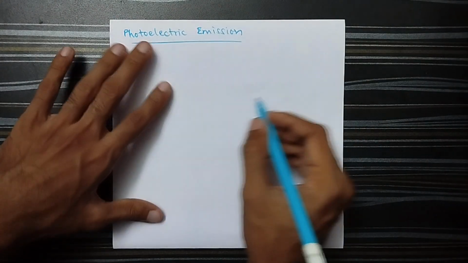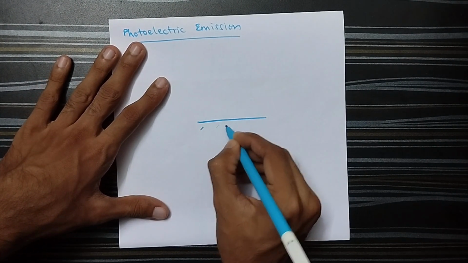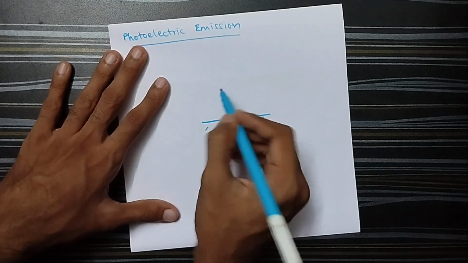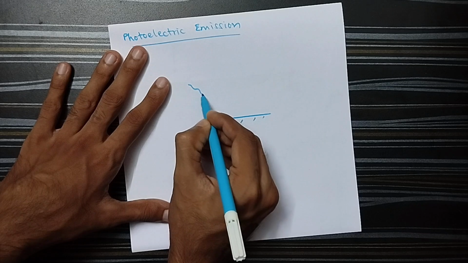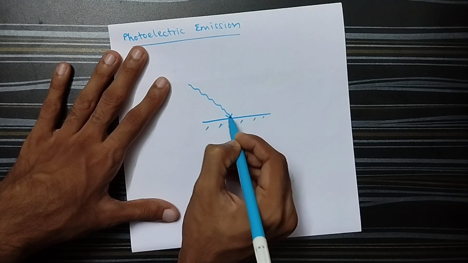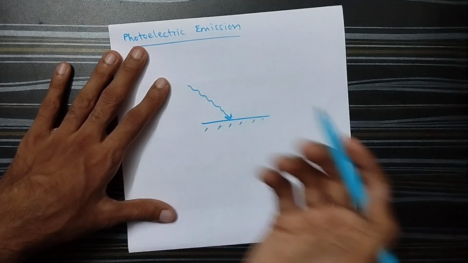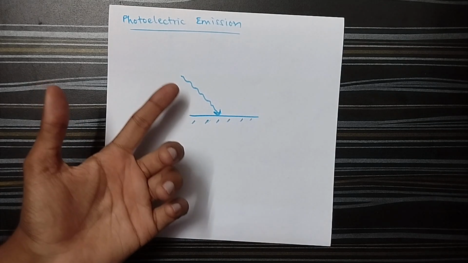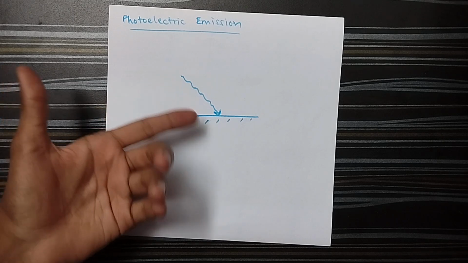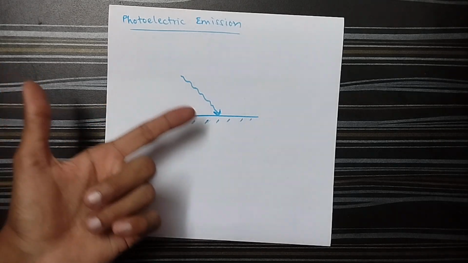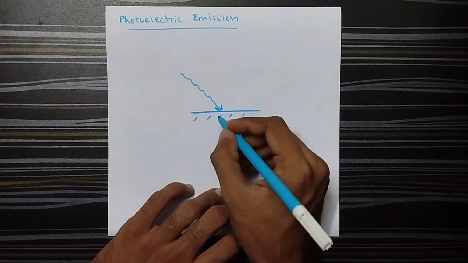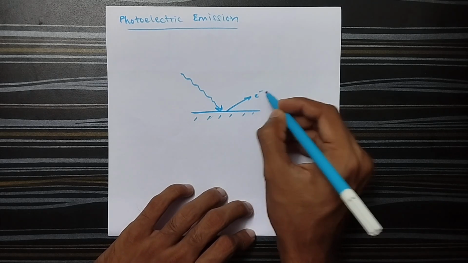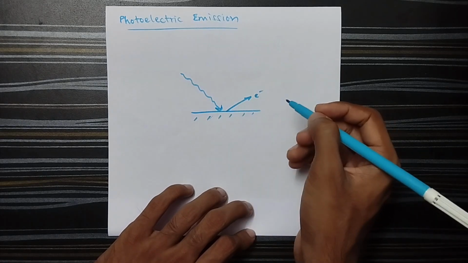Suppose we have a metal surface. On this metal surface we incident a light, or radiation. You can call it radiation or a light. A light will come. Light contains energy in the form of photons, right? So they come, hit the surface, and electrons will get this energy and bounce out of the surface as photoelectrons.